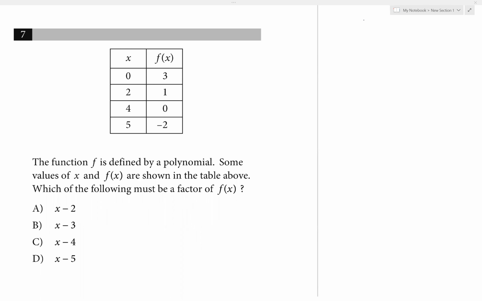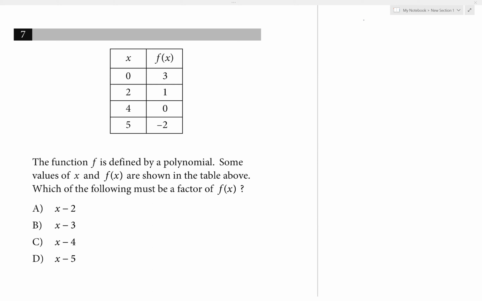All right, question 7. The function f is defined by a polynomial. Some values of x and f of x are shown in the table above. Which of the following must be a factor of f of x? Okay, so the answer choices we have are x minus 2, x minus 3, x minus 4, x minus 5.